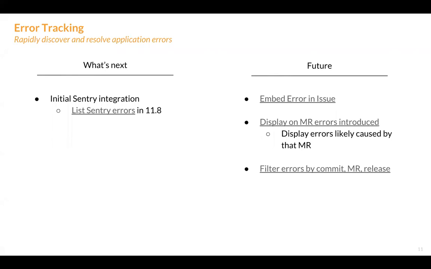Similarly, we also want to provide information on the merge request page. So Sentry can determine if there are some suspicious commits that are linked to a given error. We can then take those and associate them to a merge request as well. And this way we can provide on the merge request workflow insight into what errors may have been created by that particular change. Similarly, we want to enhance the list and provide users the ability to filter those errors by commit, merge request, or release.